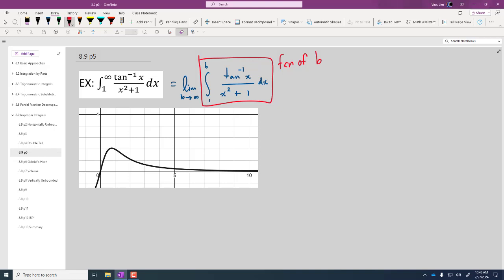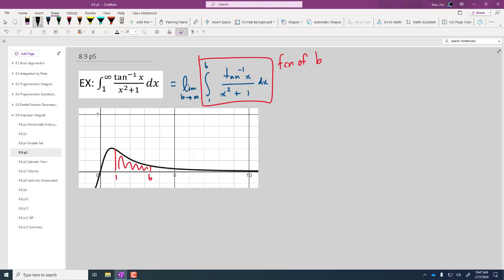So everything okay about that? That whole function of B business is going to be finding the area from 1 to B. So that's what that function of B is finding. If you plug in different B values, you'll get the area between 1 and that B value that you plug in.